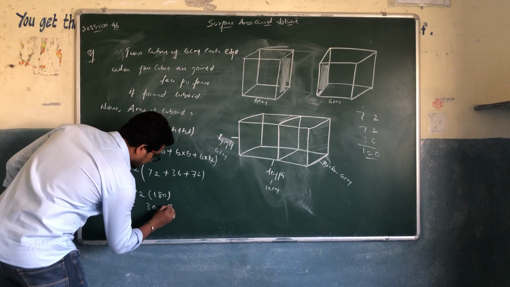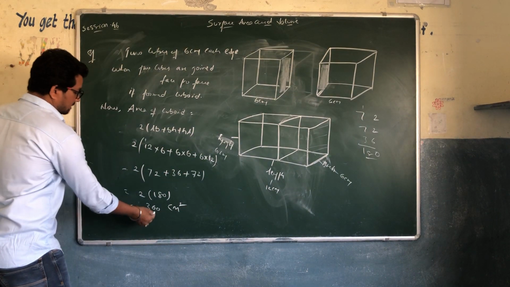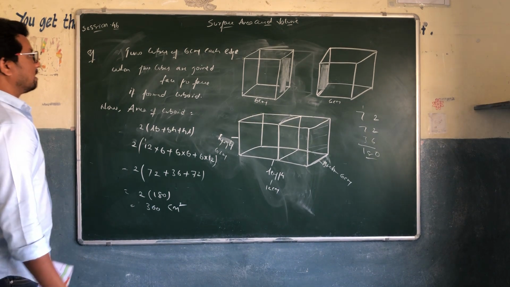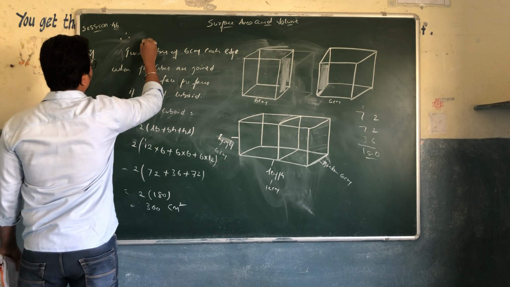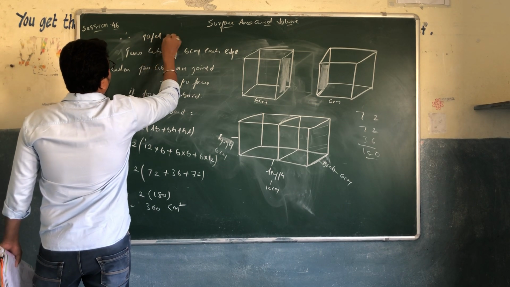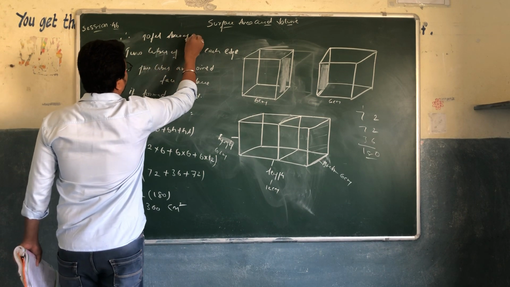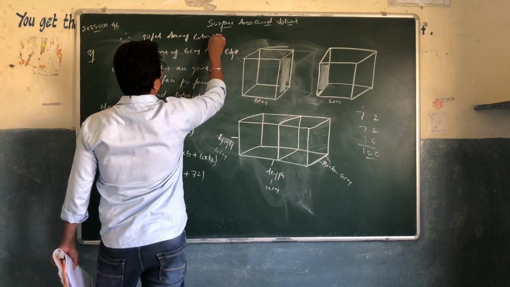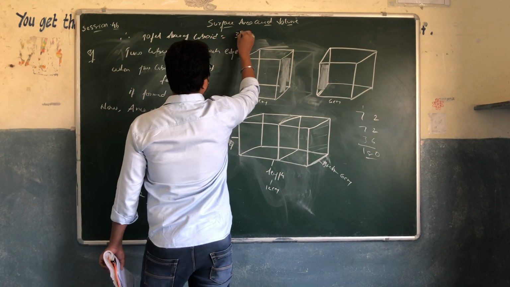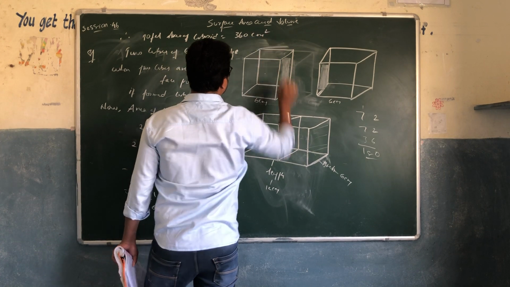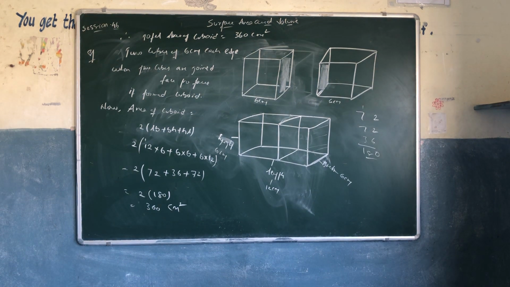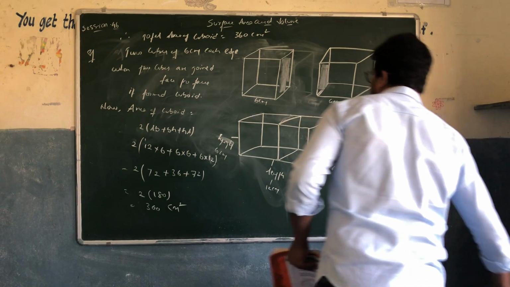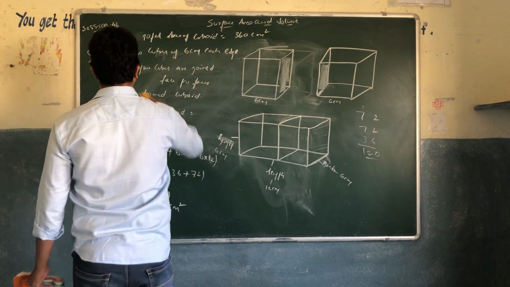Centimeter into centimeter, which is centimeter square. So the answer is 360 centimeters square. Write the last step, I'm writing here the last step. Therefore, the total area of the cuboid is equal to 360 centimeter square. Okay, this is about your second example. Now let's look at the third example. We need to draw these 3 shapes also.